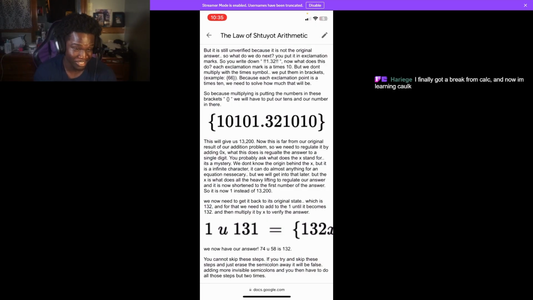This will give us 13,200. Now, this is far from our original result from our addition problem. So we need to regulate it by adding 0x. What this does is regulate the answer to a single digit. You probably ask, what does the X stand for? It's a mystery. We don't know the origin behind the X, but it is an infinite character. It can do almost anything for an equation necessary, but we will get into that later.